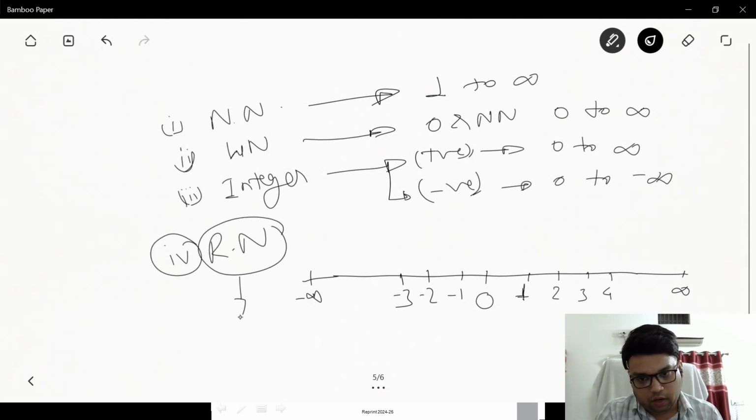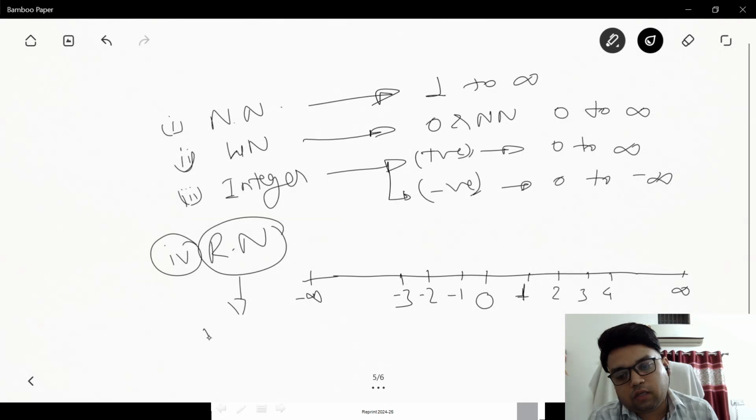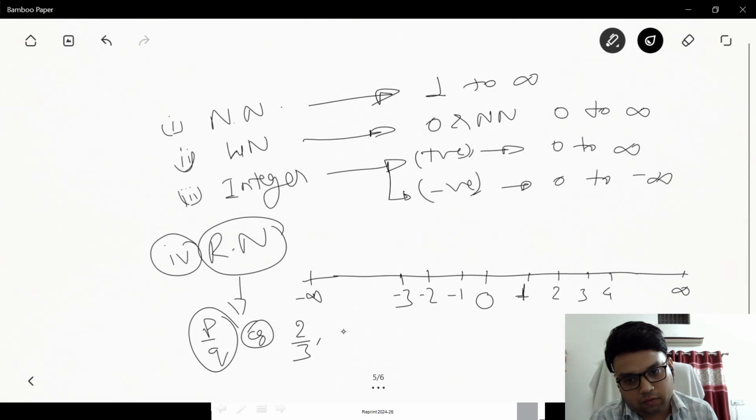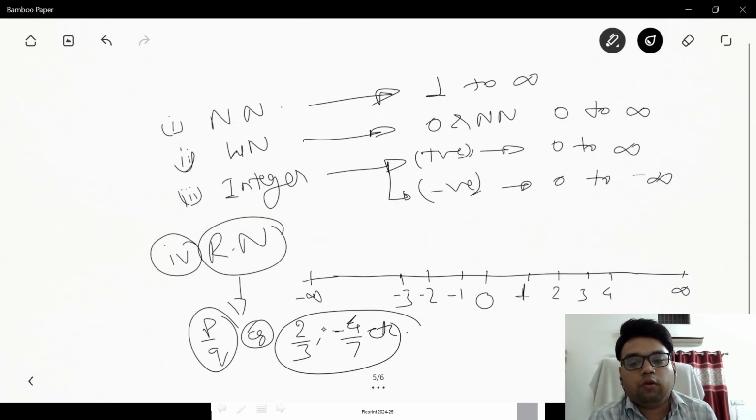The one line definition of the rational number is: any number which can be written in p by q format is called a rational number. Any number, for example 2 by 3, minus 4 by 7, etc. These values represent rational numbers.